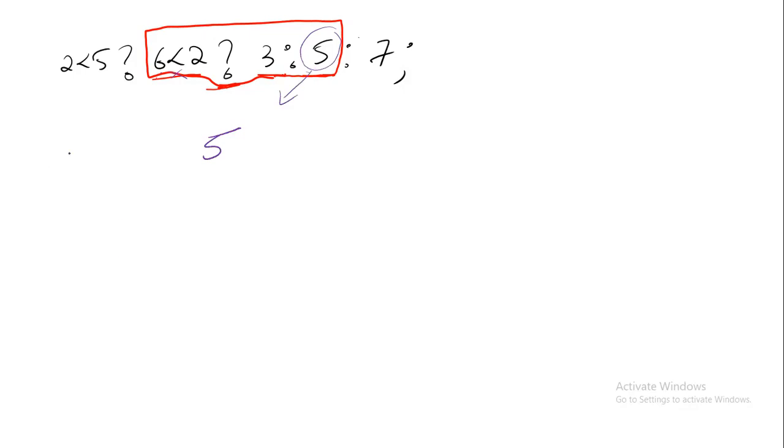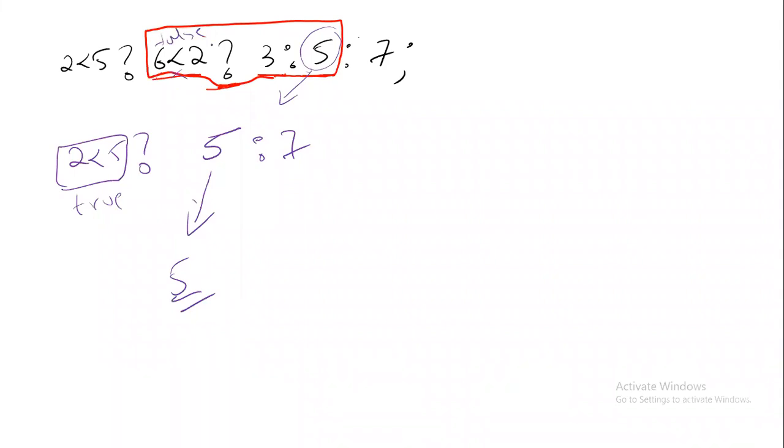Is 2 less than 5? Question mark as it is. This answer is 5, then colon 7 should be there as it is. Now, is 2 less than 5? Yes, 2 is less than 5. The condition is true. The output will be 5 because this is true here. So the answer is 5. If it is false, the second value is given. I hope you have understood this simple programming. Let's execute and see.